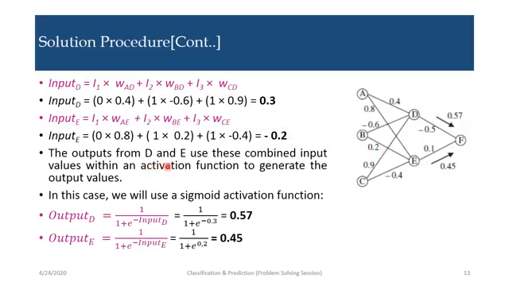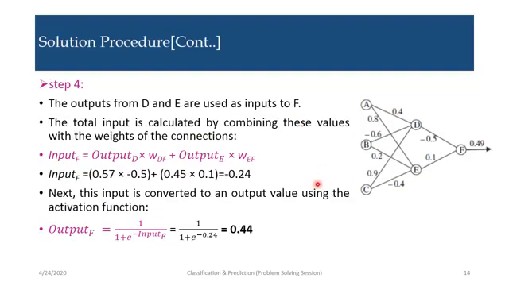The output from D and E uses this combined input value and the activation function. Here we have used the sigmoid activation function. The formula is output D is equal to 1 by 1 plus e to the power minus input D. Input D is 0.3, so 1 by 1 plus e to the power minus 0.3 comes to 0.57. You can see here from D we have generated 0.57. Then output E is equal to 1 by 1 plus e to the power minus input E, that is 1 by 1 plus e to the power minus 0.2, which is 0.45.